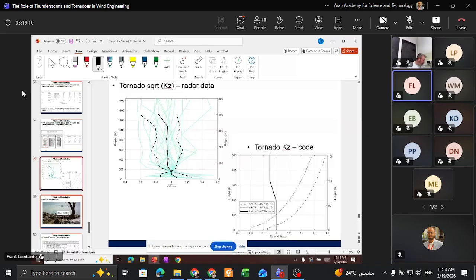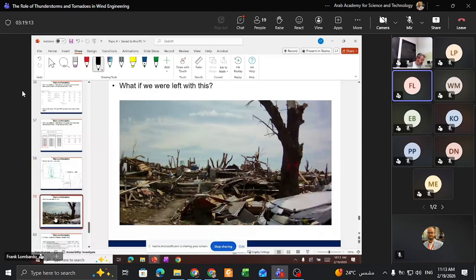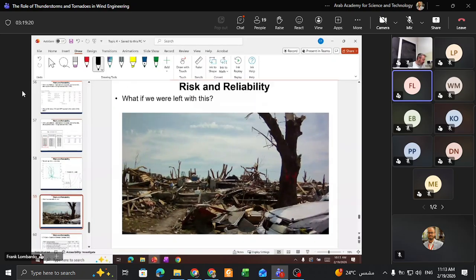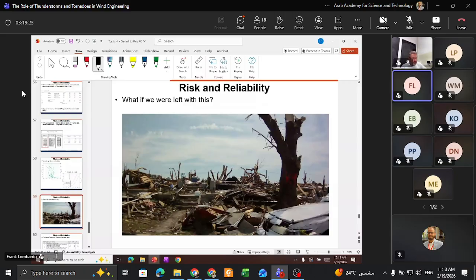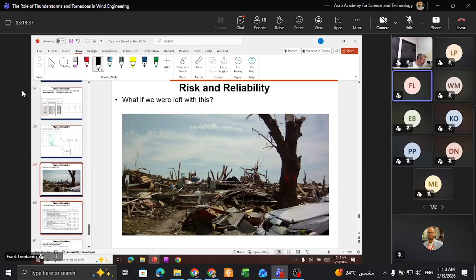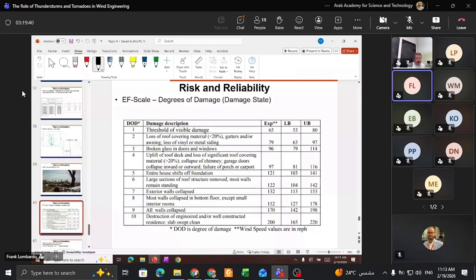Another way that we can do it is to build empirical fragilities, and Monte Carlo is one way to do that. What if we go out and we're left with something like this, where you're talking catastrophic damage, and no roof panel removal, for example. We assume maybe it happened, but we don't really know. Using some of the information we talked about today, we can use the EF scale as your limit states, for residential construction, for example. You have DODs associated with that.